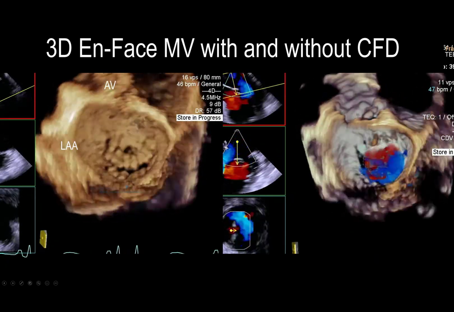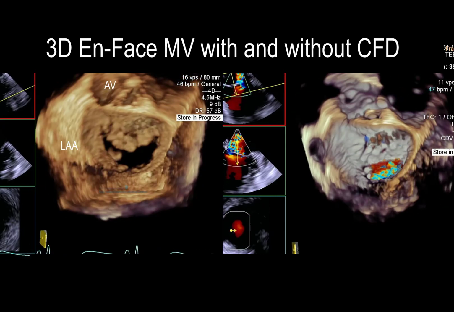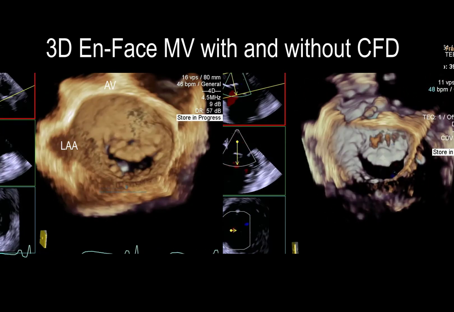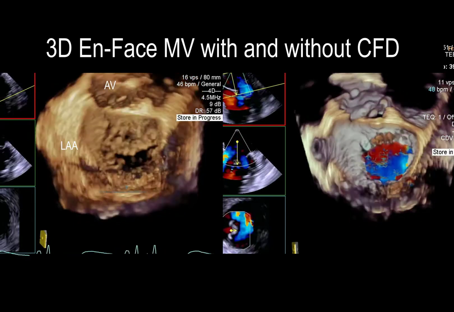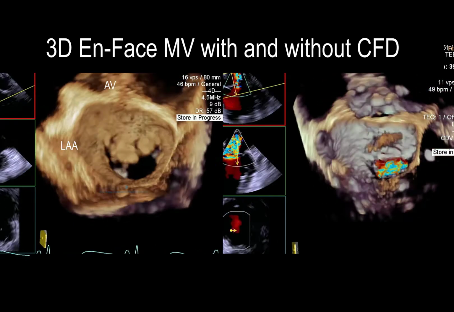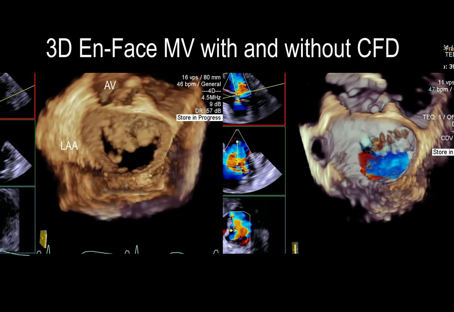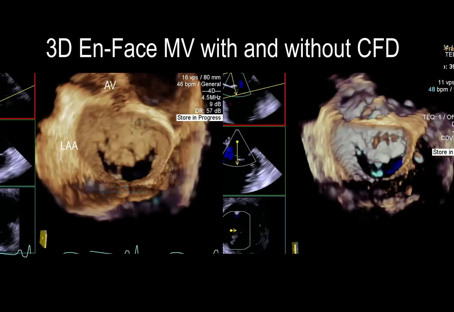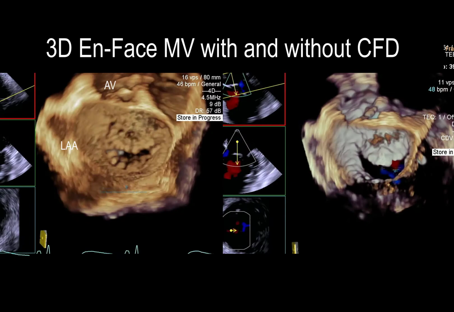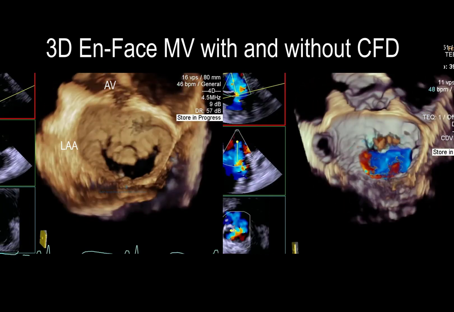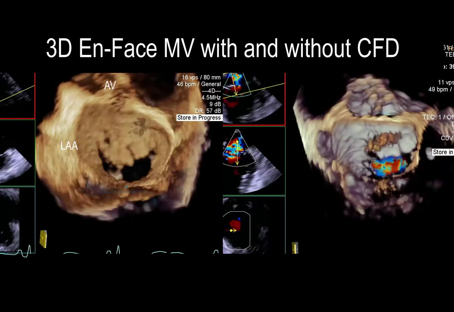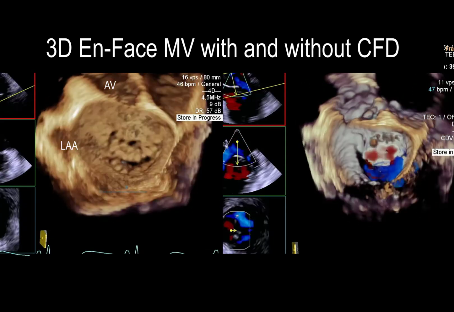Next, we obtained a live wide-angle en-face view of the mitral valve from the left atrial perspective. It was not of the greatest quality, but we were at least able to appreciate that there is bilateral leaflet restriction. There was significant dropout in the posterior part of the annulus, and we could see a broad jet originating from the line of coaptation and demonstrating coanda effect in being posteriorly directed.